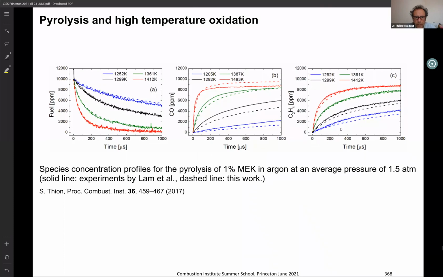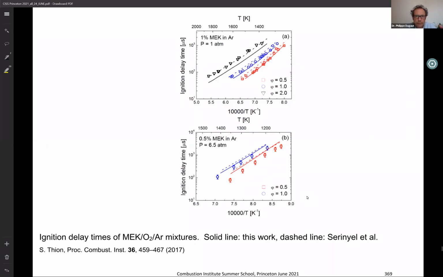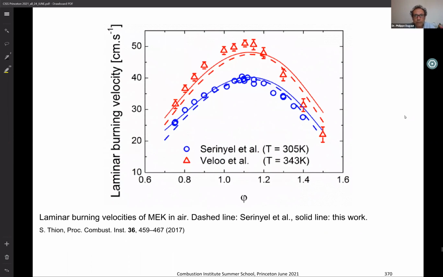We also tested that mechanism against structured data from Stanford University, and you can see that most of the time the model represents the experiments. And same thing for ignition delays. Ignition delays vary from fuel lean to stoichiometric to fuel rich conditions here. And the model was also tested against flame speed taken from the literature from two different studies at two different initial temperatures. I would say this bell shape was similar to what we observe with other fuels, with maximum flame speed between 1 and 1.2.